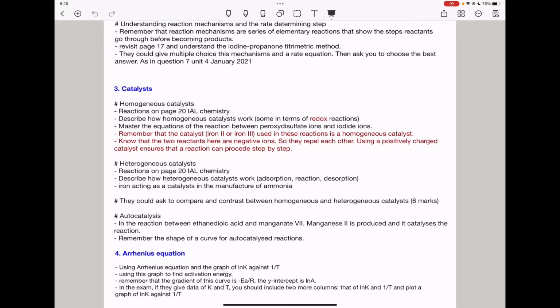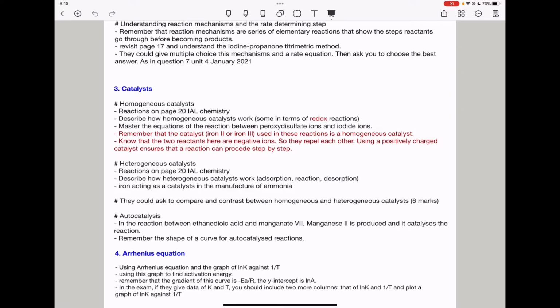Remember, some of these catalysts work in redox reactions, whereby the catalyst can be oxidized in the first step of the mechanism, and then in the next step it is reduced to go back to its original state. Or it could be reduced and then oxidized, like you see in iron(II) and iron(III) when they are used as homogeneous catalysts in the reaction between peroxydisulfate and iodide ions. This reaction is very common. Please remember to revisit that reaction.